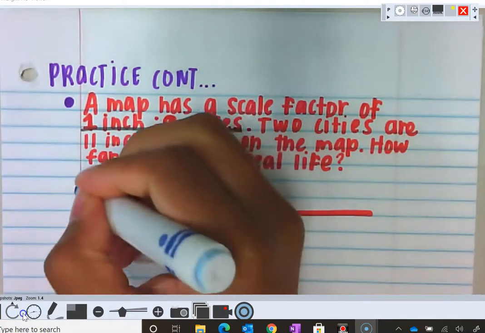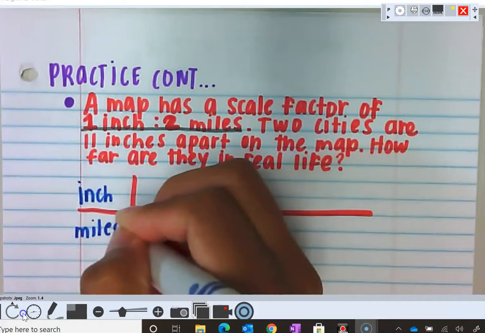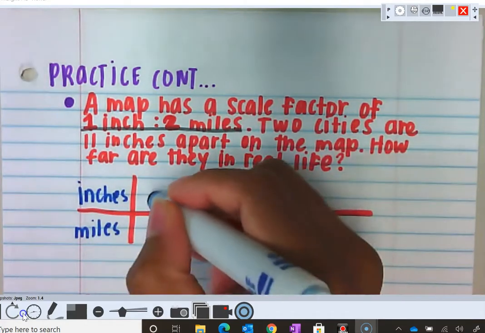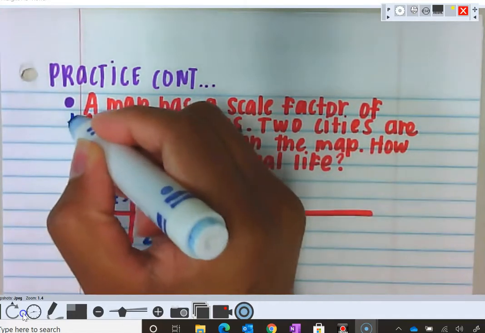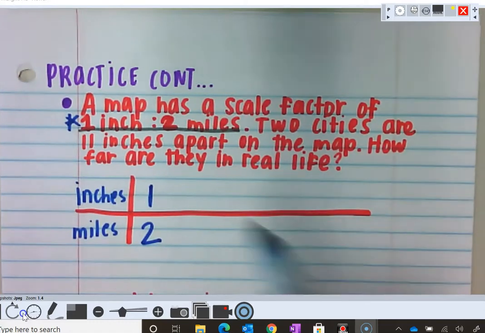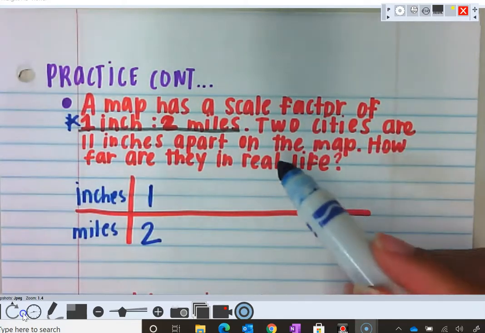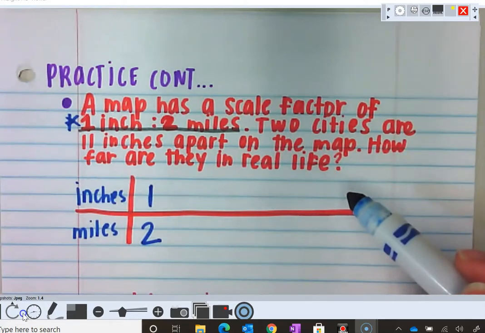We're comparing inches to miles. And so we know that 1 inch is 2 miles. This information has been given to us. We don't have to think too hard about what we are comparing, what is the unit. We already know it. 1 inch is 2 miles. And then it says 2 cities are 11 inches apart on the map. How far are they in real life?